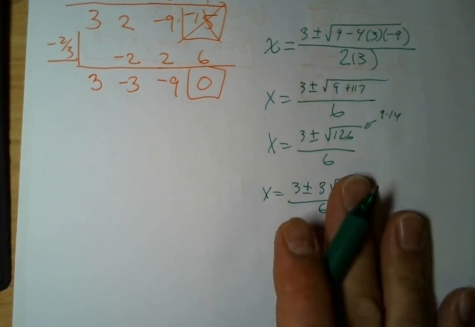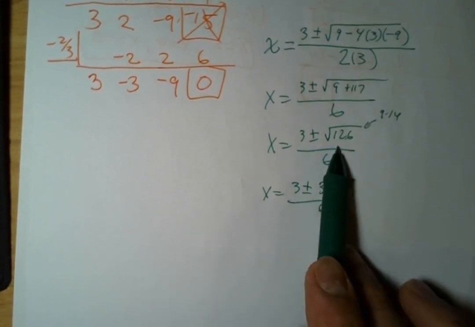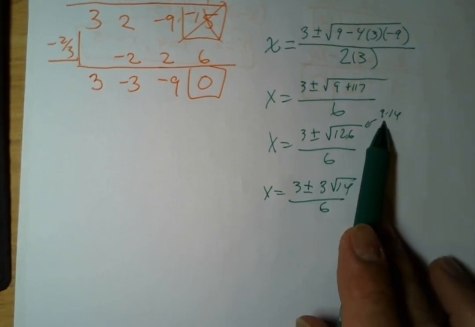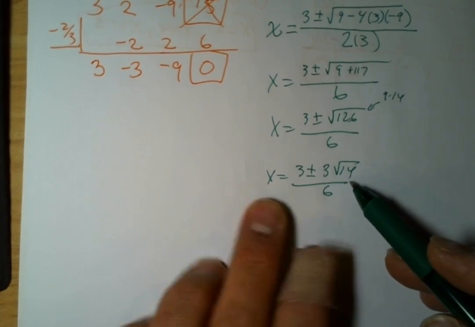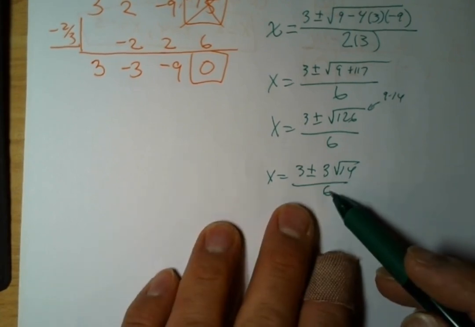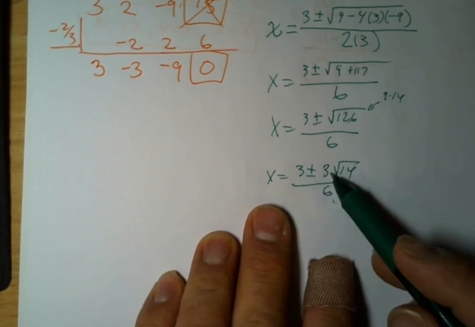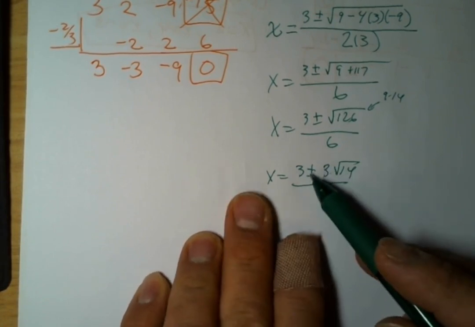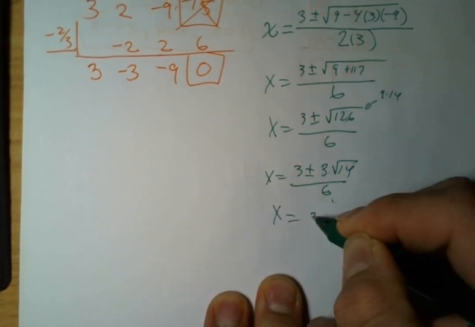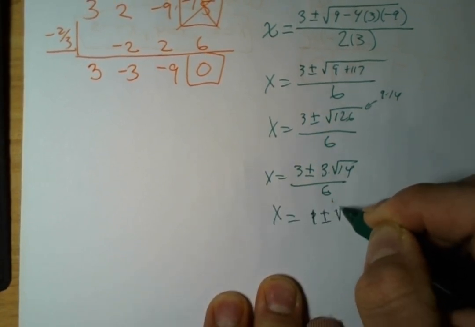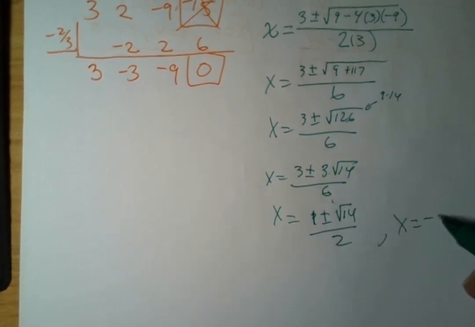I do want to see your answers in lowest form, and that includes the square roots, so make sure you find any perfect squares in there. Also be careful, there is a factor of 3 here. In order for us to reduce, it has to be in both of these, so I'm going to reduce this by a factor of 3. So this becomes 1 plus or minus root 14 over 2. And the other one is x equals negative 2/3.